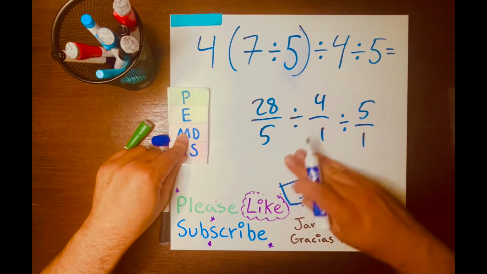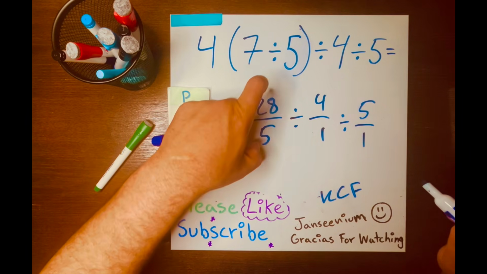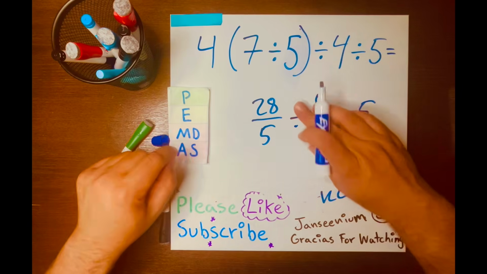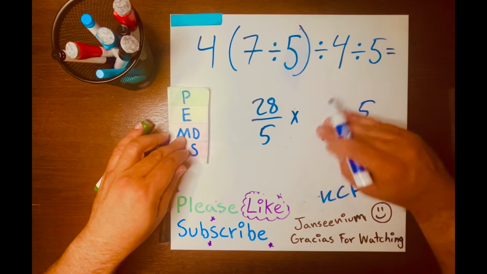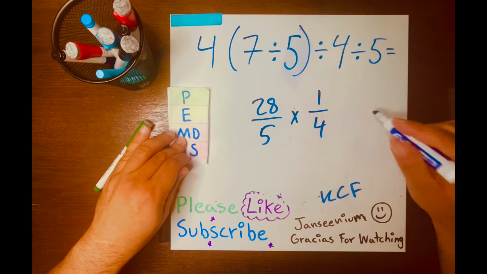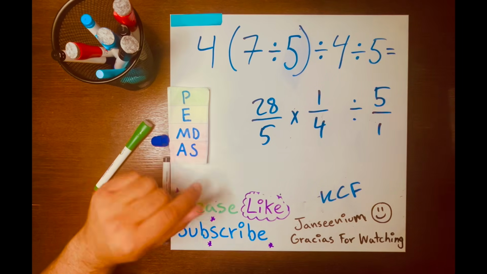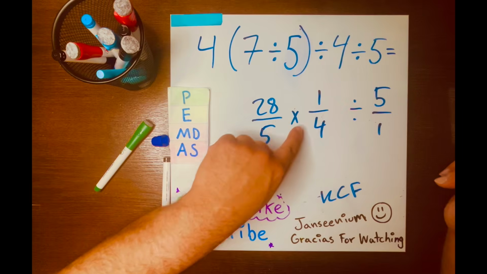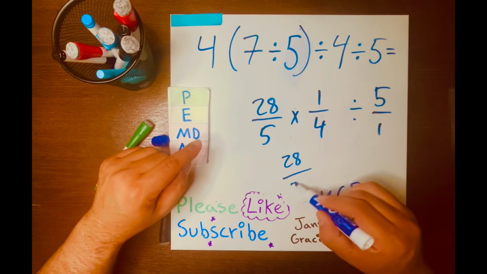going to use the keep, change, flip rule, so KCF. So we keep the first fraction, we change division to multiplication, and lastly we flip the second fraction, so it'll be written 1 over 4. And now we multiply across, and just rewrite this 5 over 1. Okay, 28 times 1 is 28 over 5 times 4 is 20.